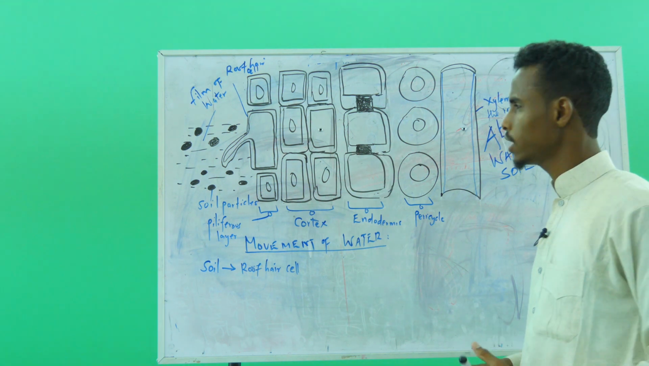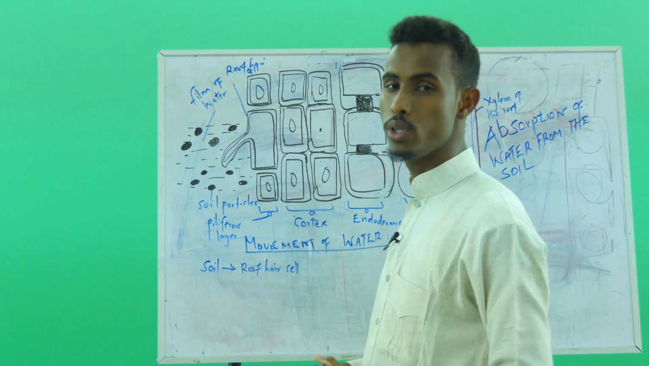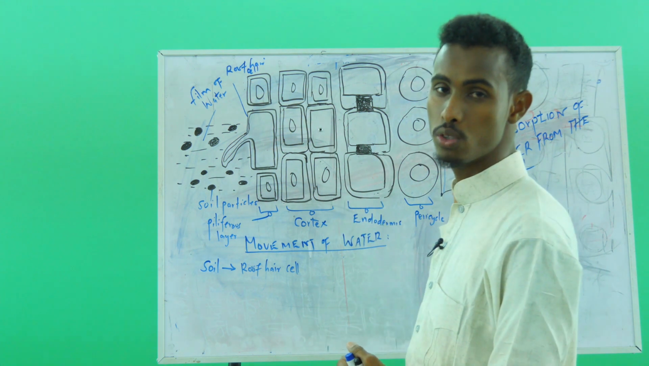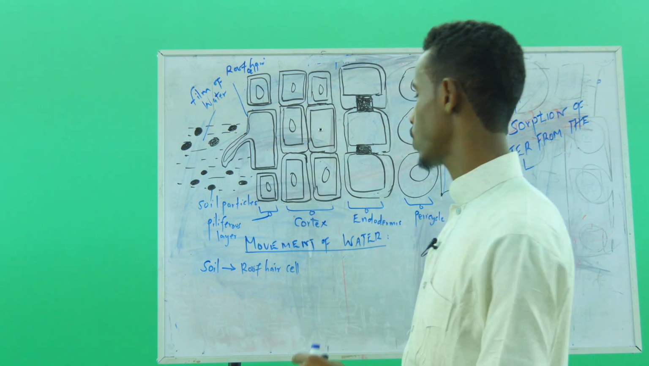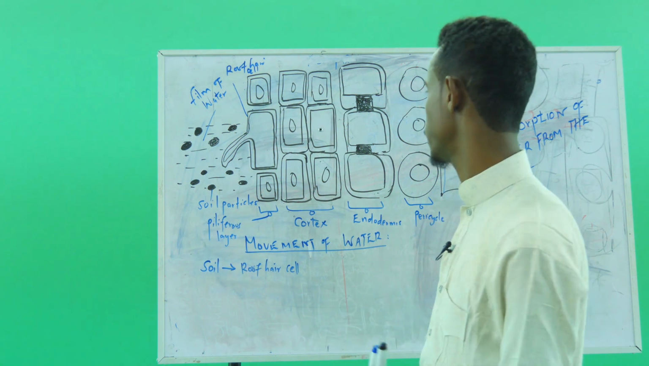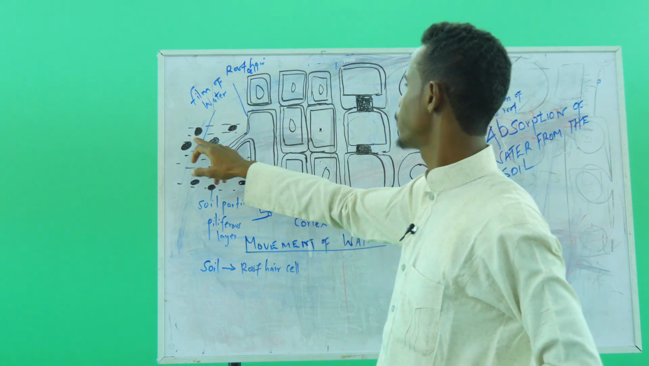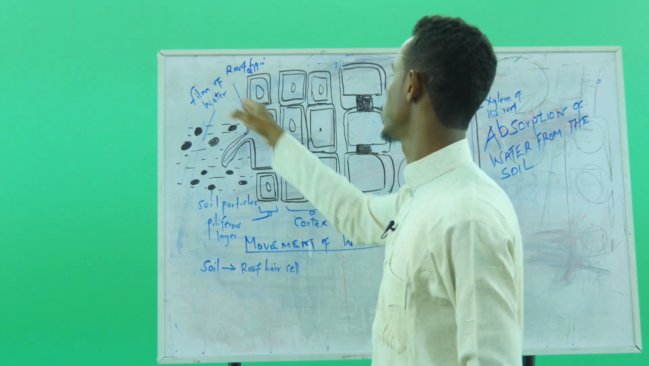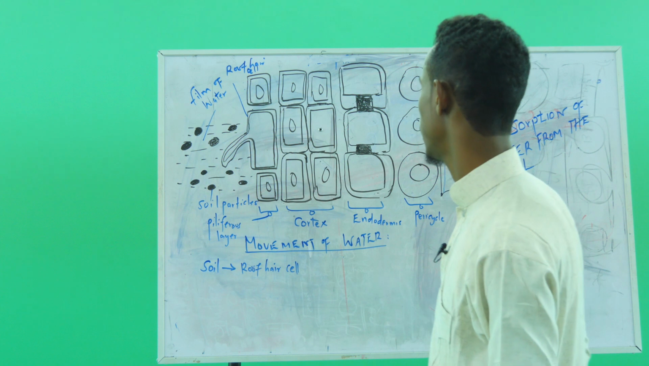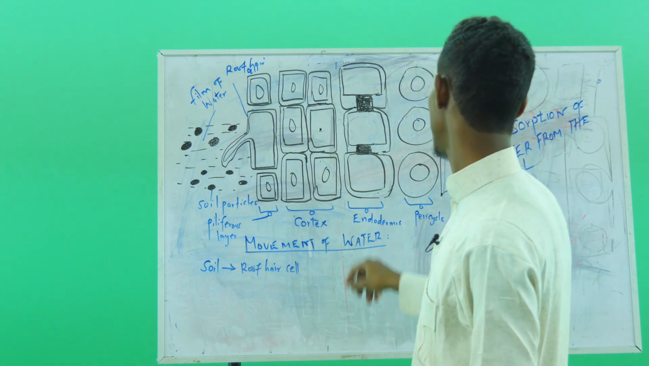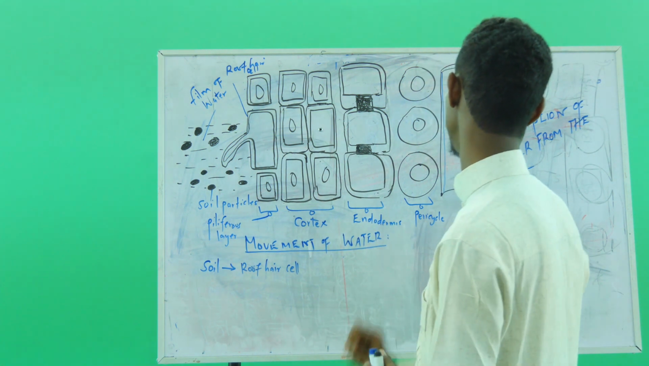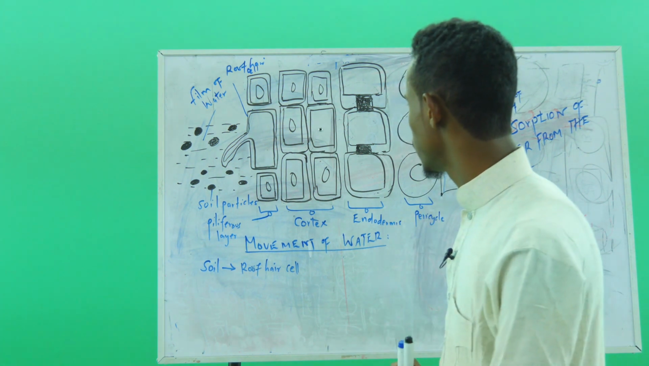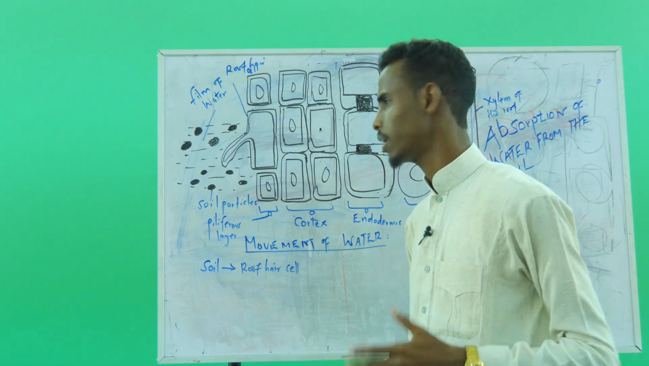Let's look at the structure first, then we can discuss how water moves from the soil into the root, to the stem, finally to the leaf, then to the atmosphere, and how the process is repeated. We have the film of water, soil particles, the root hair cell, the piliferous layer, the cortex, the endodermis, the pericycle, and finally the xylem of the root. Now let's start our process without wasting time.